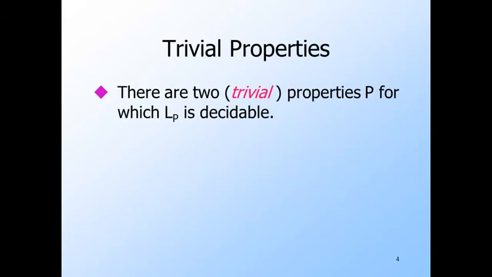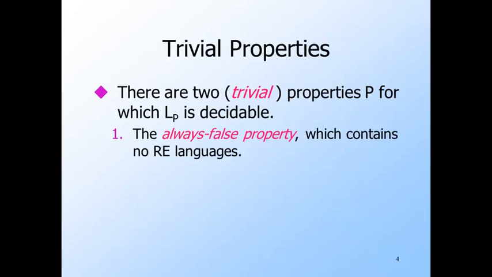There are two properties we call trivial for reasons that will be obvious. For these two properties P, L sub P is decidable. One of these trivial properties is the always false property that contains no recursively enumerable languages. We can think of this property as "is not a recursively enumerable language." This property is actually true of some languages, but those are outside the recursively enumerable class, obviously, and we're talking about properties only as applied to the recursively enumerable languages.